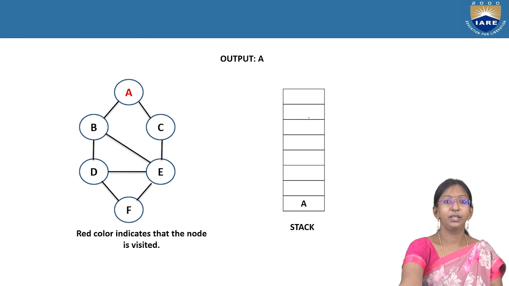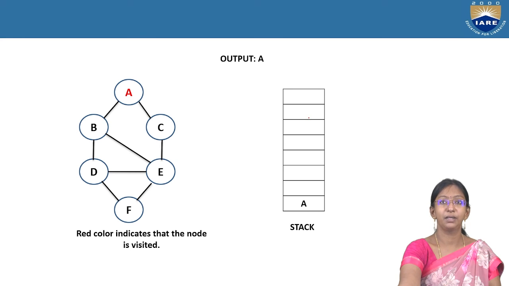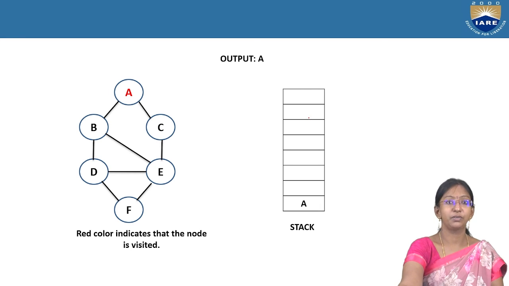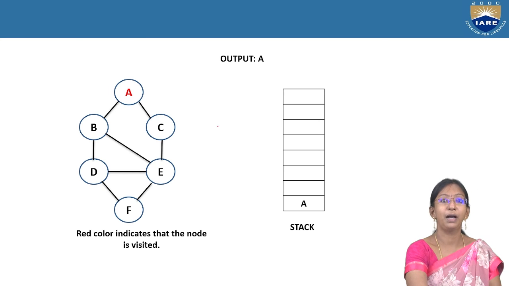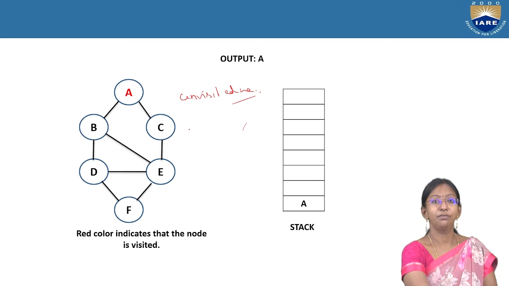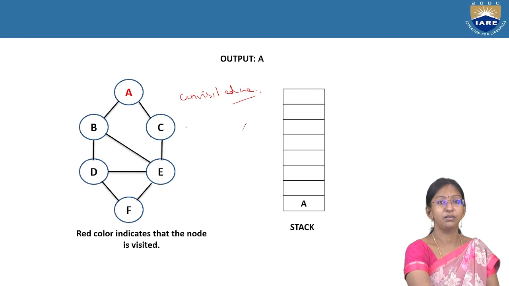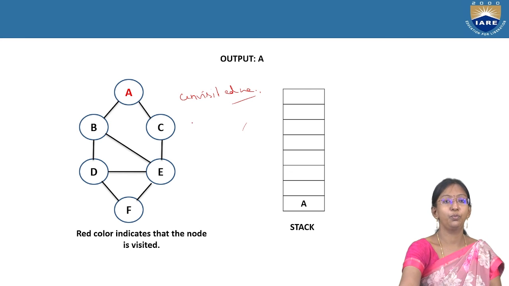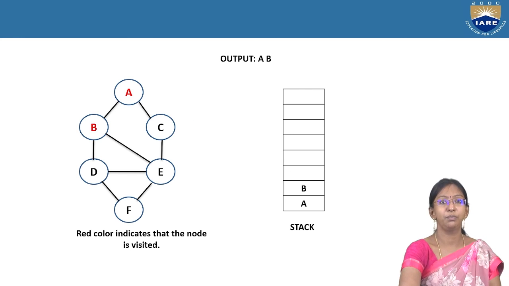So I have taken A and inserted that into the stack. Then my top gets incremented, and as I have visited it, I have marked it in the output. Then, out of its unvisited neighbors, I'm very pretty much clear, guys. Please remember, unvisited neighbors I'm talking about. So the unvisited neighbors of A are B and C. Hop to one of the unvisited neighbors, say B.